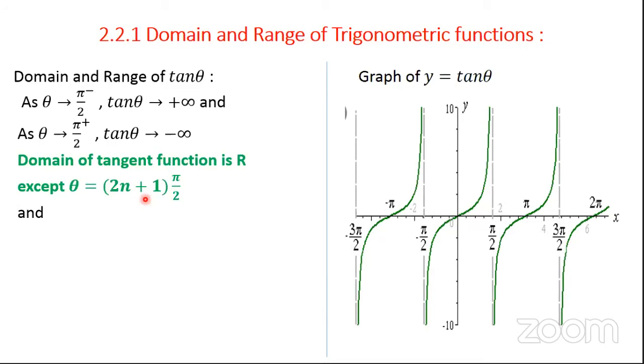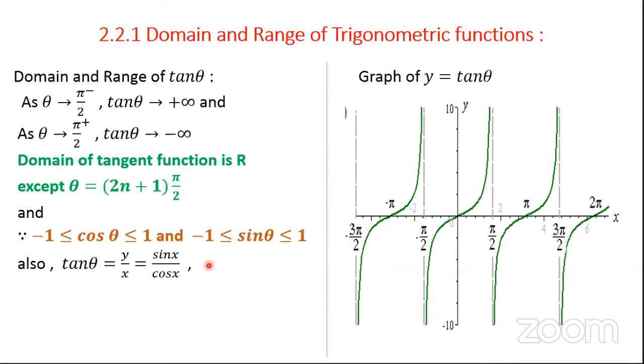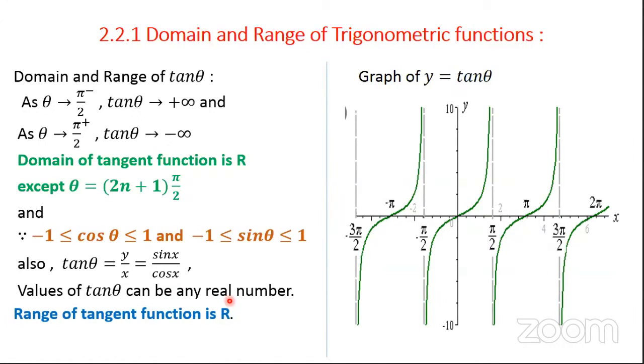Now, since cos theta and sin theta always lie between -1 and +1, and tan theta means y upon x, that is sin upon cos, the values of tan theta can be any real number. So the range of the tangent function is the set of real numbers.